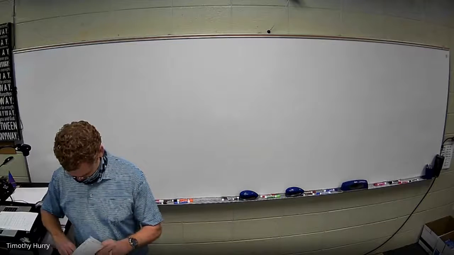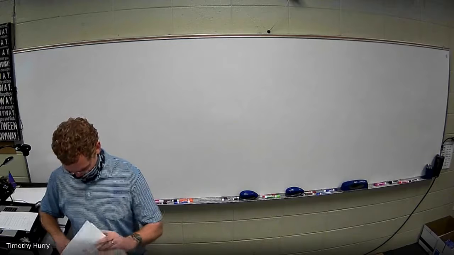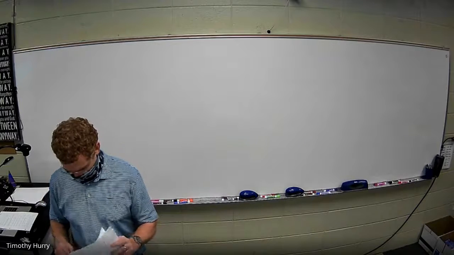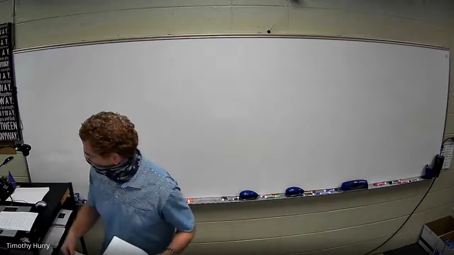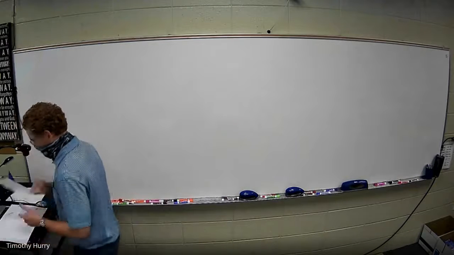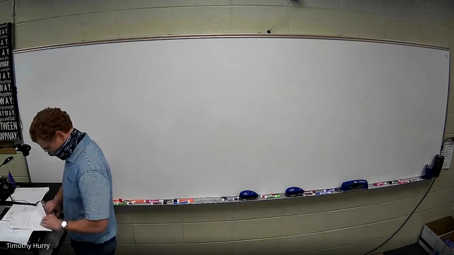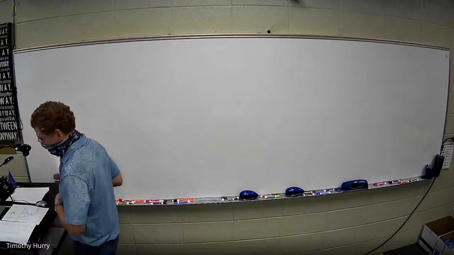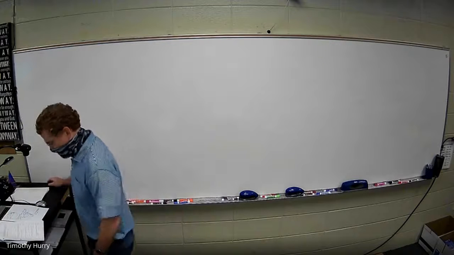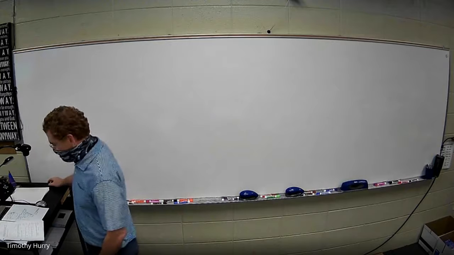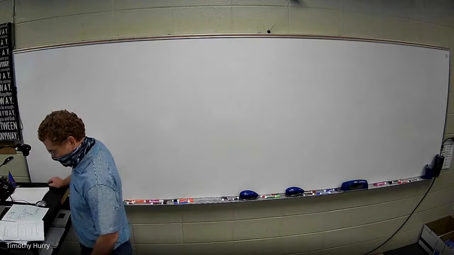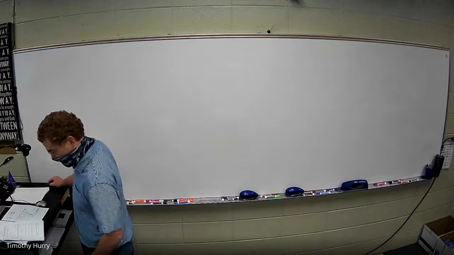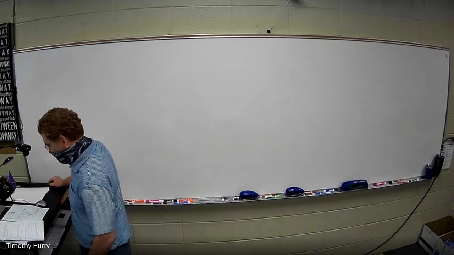So number 40. Let's see. Wow. Ugh. So number 40 said, let A be the origin, let B be the point (1, 4), C be that, D be that, and E be that, be the vertices of triangles ABC and ADE. What is the relationship between them?